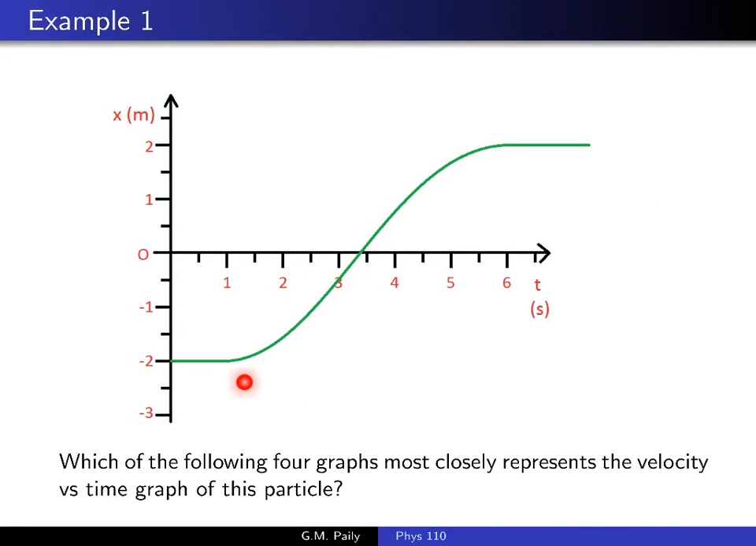We see that initially, the slope of the graph is 0, it's a flat line. It then smoothly changes into a positive slope. So it goes from 0 to positive, so it must be increasing. And then after that, it goes from positive back to 0. So we need a graph that goes from 0 to positive to 0.